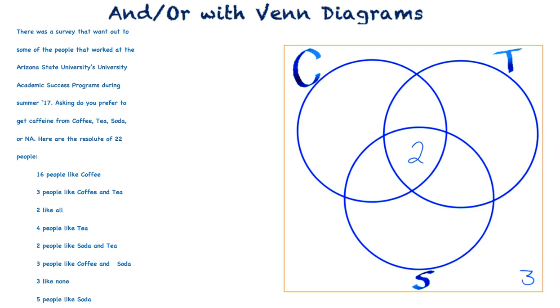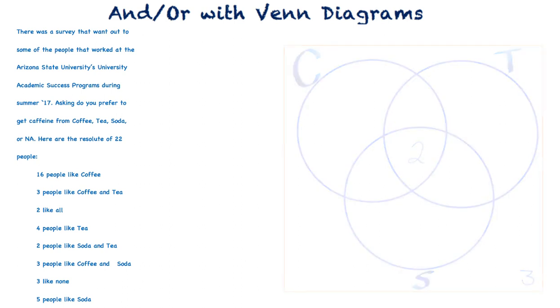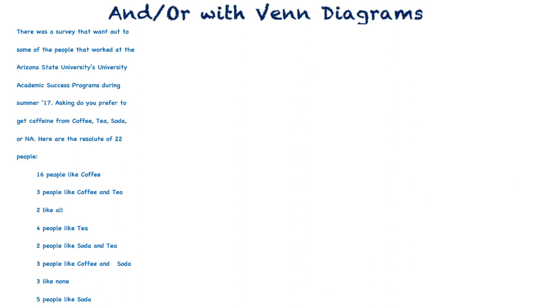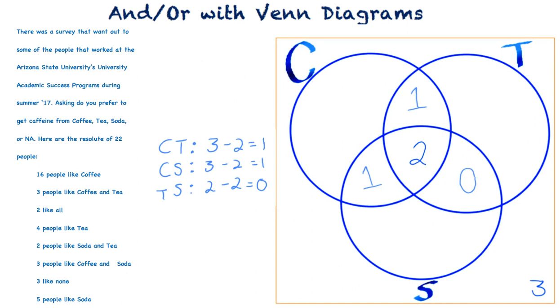What do you think we're going to do for the people that like 2 out of the 3? Could we take the number we were given and subtract the number of people that likes all 3? That is correct. Great job. The people that like coffee and tea and coffee and soda will get 1, and the people that like tea and soda, we will get the result of 0.